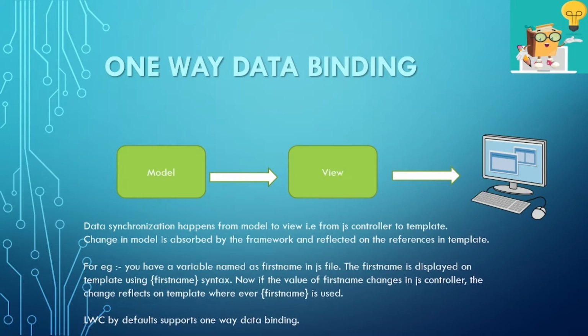One-way data binding is the flow of your values from the model, that is the JavaScript controller, to the HTML template. In this case, whatever the variable value present in the JavaScript controller will be showcased on the UI, that is your HTML template, not the other way around. If you have any value or any variable on the UI, it will not be synced to the JavaScript controller. It is only from JavaScript controller to the HTML template.